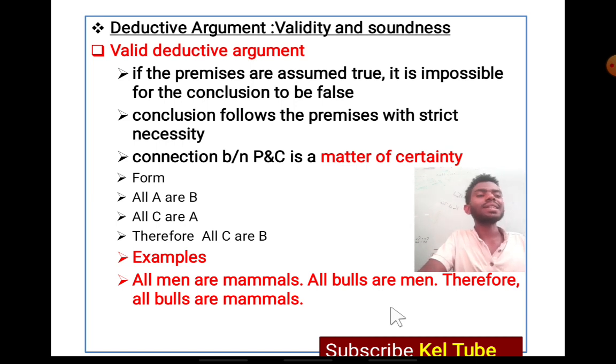If we say this, it is a valid deductive argument. Why? Because it follows strictly from our premises.